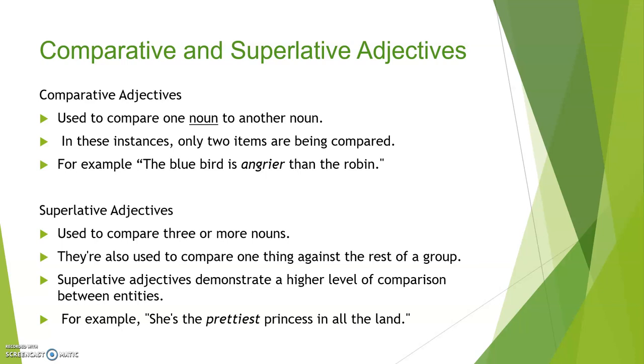Look at the example. She's the prettiest princess in all the land. So here, prettiest is the superlative adjective which demonstrates that that person is the most beautiful or the prettiest princess in all the land. More than any other princesses in the world, she is the prettiest one.